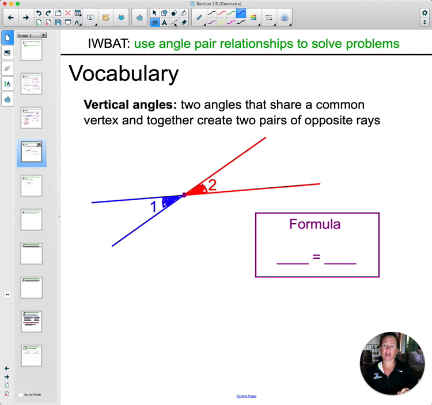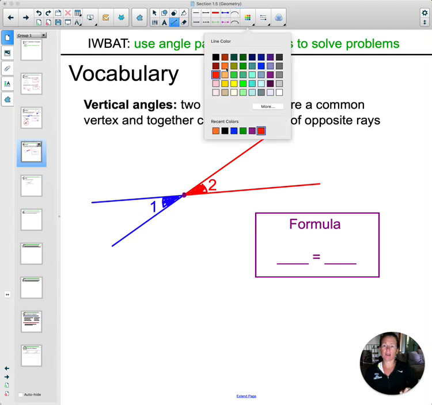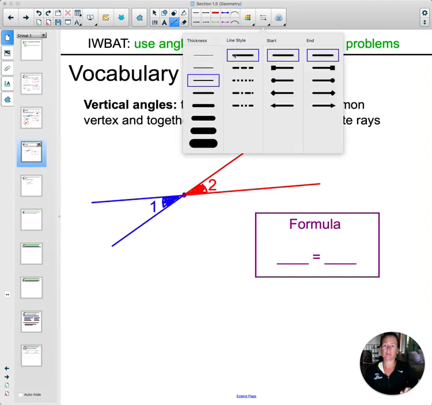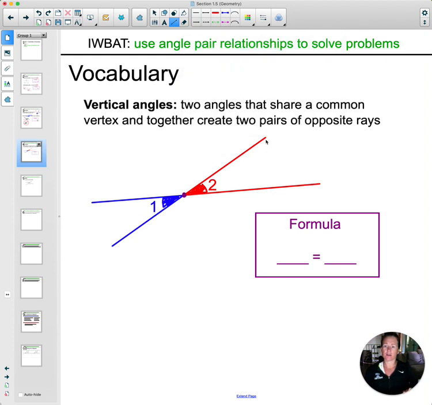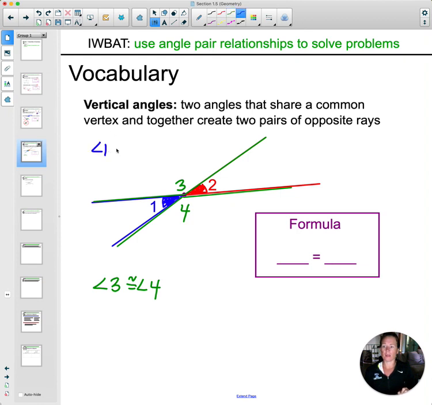And actually, we do have another set of vertical angles in here. So let me just draw that on here for you. So this right here, this angle and this angle are actually vertical angles as well. So if I labeled those maybe with a 3 and a 4, angle 3 is actually congruent to angle 4 as well as angle 1 being congruent to angle 2. So you have two sets of vertical angles there. And then that's the formula.